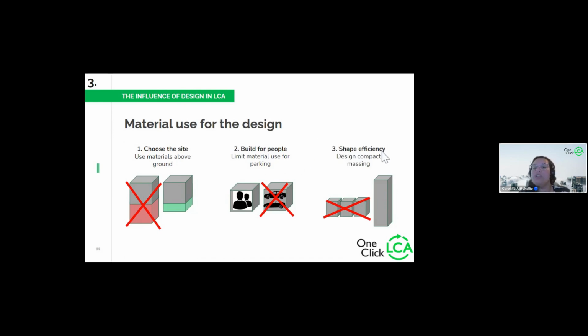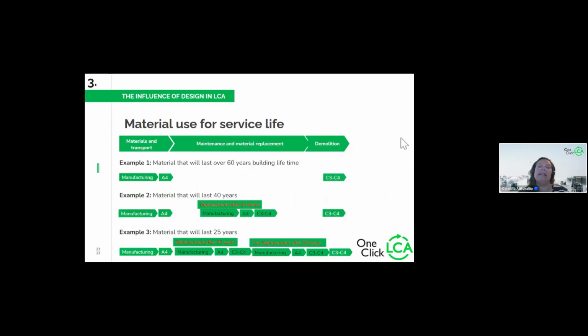It's also important to shape the efficiency. So design more compact massing. Of course, the shapes need to be played with, because it's a part of the design process, and it's a part of the work's identity, especially for architects and designers that have their brand also in the shapes of their projects. So it's important to have that, but also be mindful of the masses, and how they would be impacting the emissions.